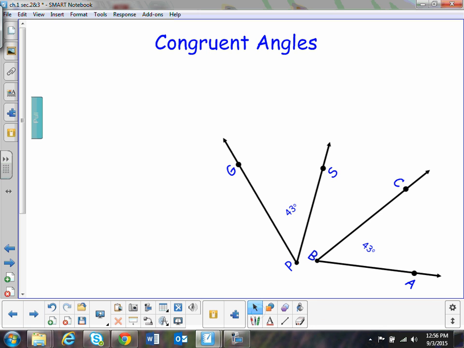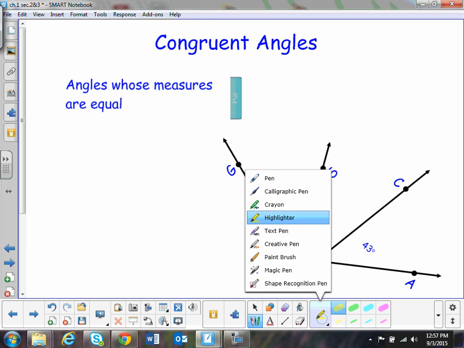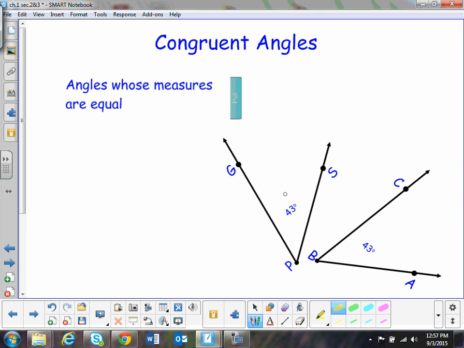Congruent angles. We talked about congruent segments in 1.1. When you have congruent angles, it's just 2 angles or more whose measures are equal. So here's an example of 2 congruent angles. You could also possibly see this symbol here and here. If they don't have any measures, when you see those 2 tick marks, that signifies that they're congruent.